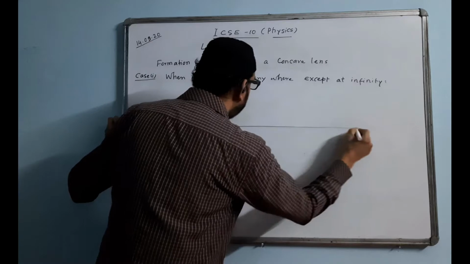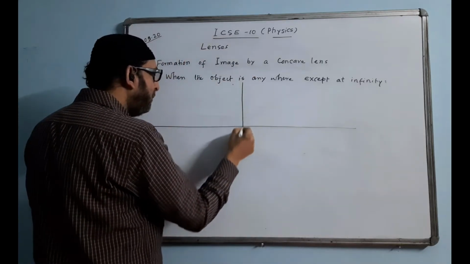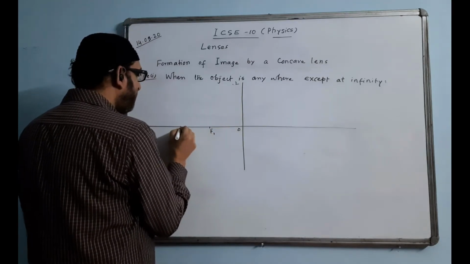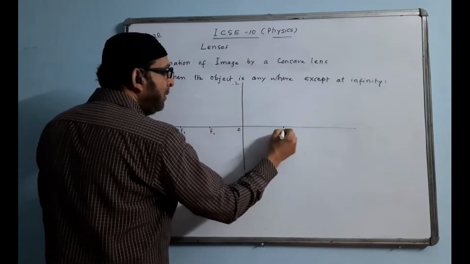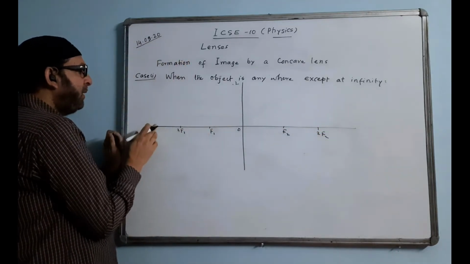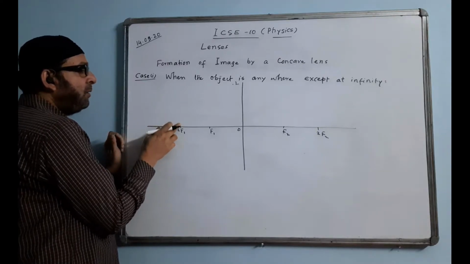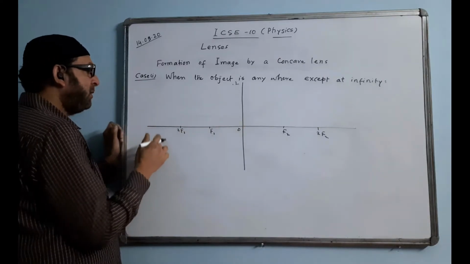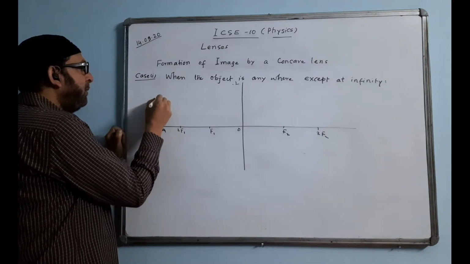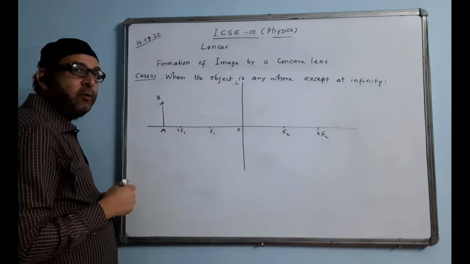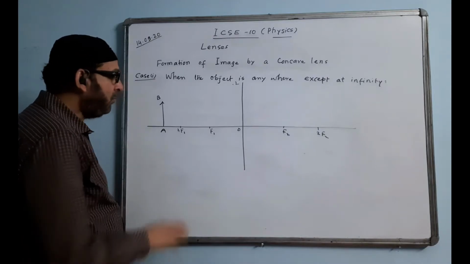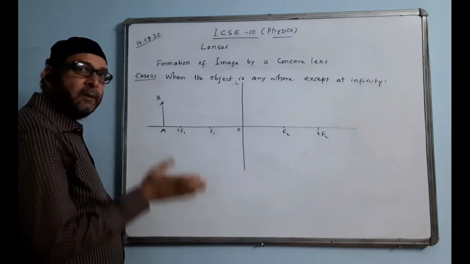This line we will take, another vertical line. This side we will mark F1, this side 2F1, F2, 2F2. We will keep the object anywhere. It can be here, here, here, or here. Anywhere it can be. So let us keep the object in front of the lens. Don't bother whether it is beyond 2F1 or between 2F1 and the lens. You can keep the object anywhere.